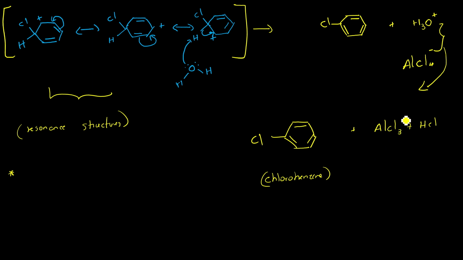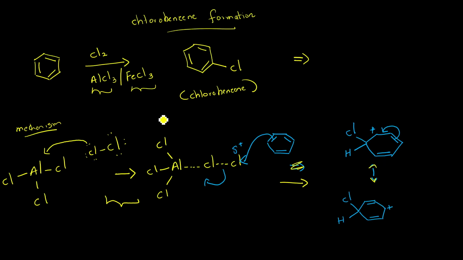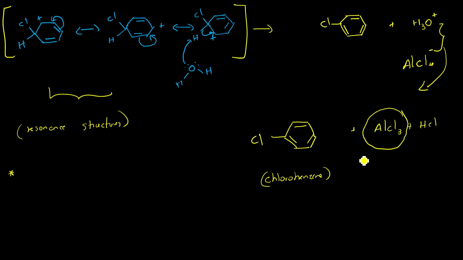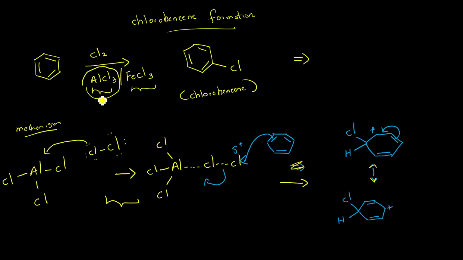And the final thing is this AlCl3. You can see initially we used AlCl3, and finally when the reaction is completed, you have AlCl3 as it is, which means AlCl3 is a catalyst. Normally, if there's a component which is not consumed along the reaction mechanism, it is a catalyst. So I hope you got the idea about the basic reaction of chlorobenzene formation. In the next video we will talk more about benzene reactions.